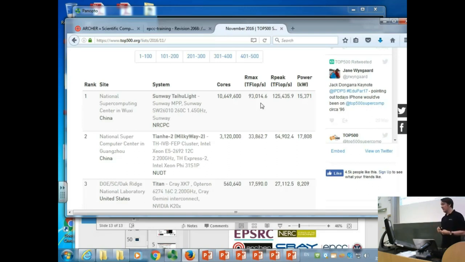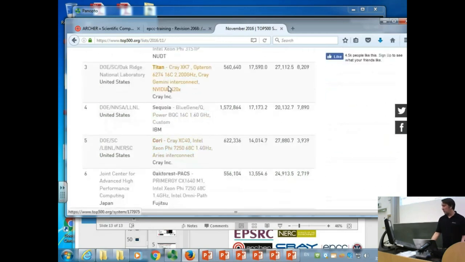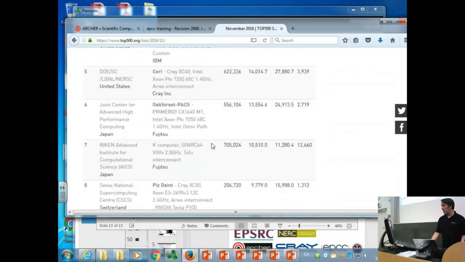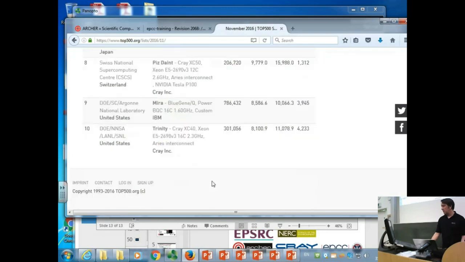So there will be a race to try and get the top spot. I don't know who it'll be. I don't know if there's a new computer coming along to beat this computer. I'm not sure. We're on this list somewhere a bit further down, but there are Cray machines here. There's a very large Cray machine at the fifth position.